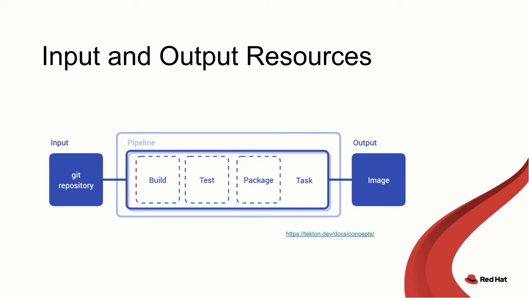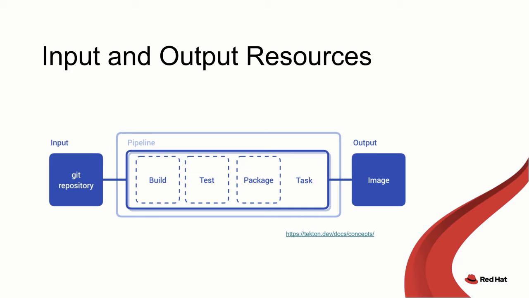So now that we can perform operations, we'll need something to operate on. And you might want to output something at the end of your pipeline. This is where input and output resources come into play. Each task and pipeline can have their own inputs and outputs. The nice thing about the reusability of Tekton pipelines is that once you write a pipeline for building, testing, and packaging an application, you can use that same pipeline with a different input.